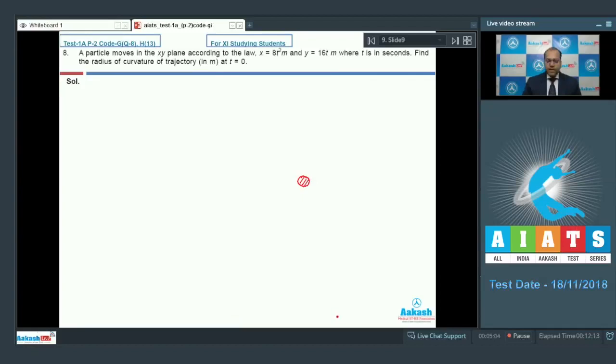Suppose this is the particle. If I consider the velocity of the particle in x direction, Vx, then its value comes out to be 16t, and Ax comes out to be 16. Similarly, the velocity in y direction, Vy, is 16, and Ay is 0. At t equal to 0, the velocity in vertical direction is 16 and the acceleration in vertical direction is 0. The velocity in horizontal direction is 0 and the acceleration in x direction, Ax, is 16. So at this moment, the net velocity is in this direction.